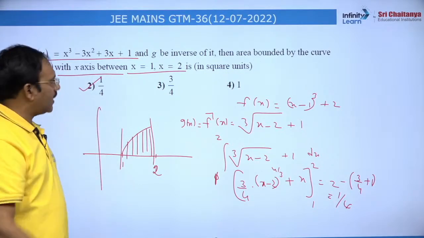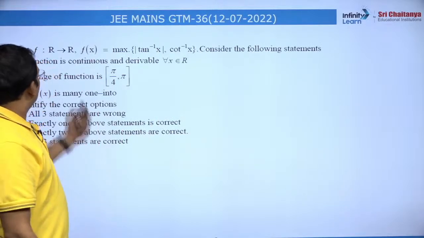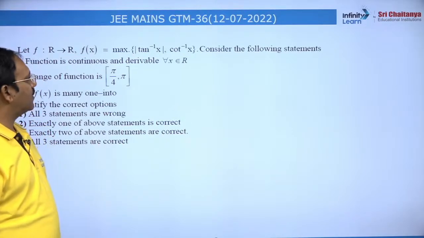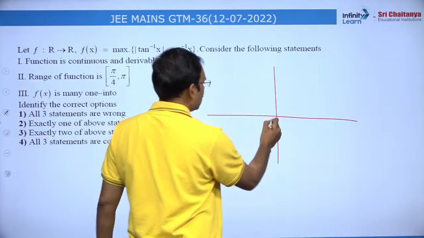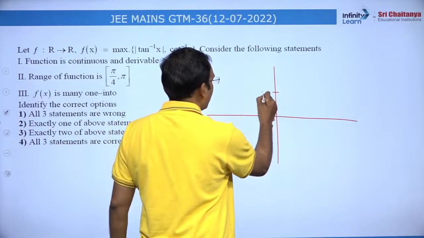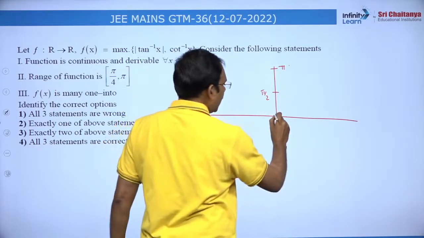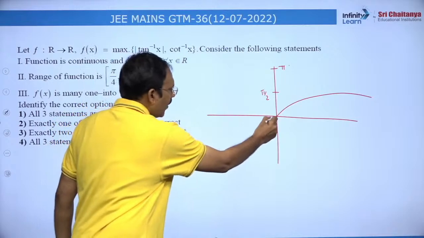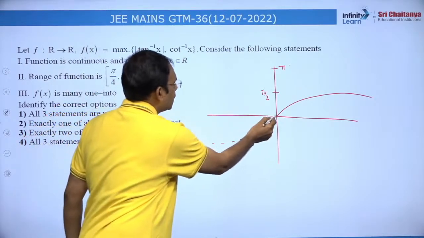Okay, right. Next, my dear friends, you see this function f from R to R, f of x is the maximum of mod tan inverse x and cot inverse x. You just draw the graph of tan inverse x, 0, pi by 2, this is pi. Tan inverse x graph, when x is 0, it goes like this as x tends to infinity. In fact, it must go this way, but modulus is given, so it comes like this.